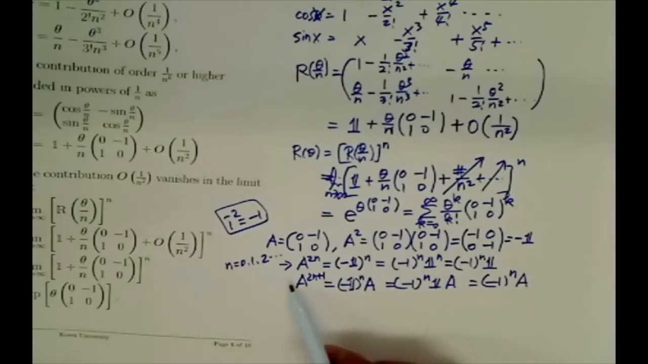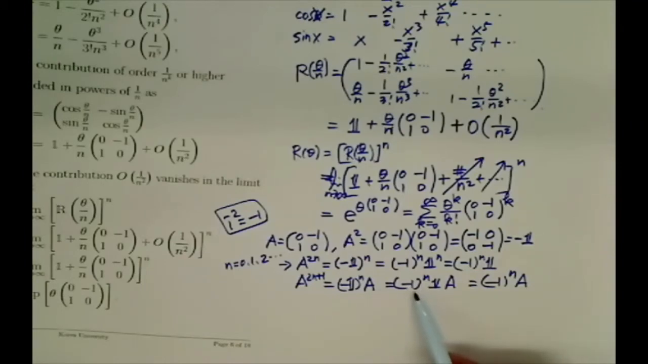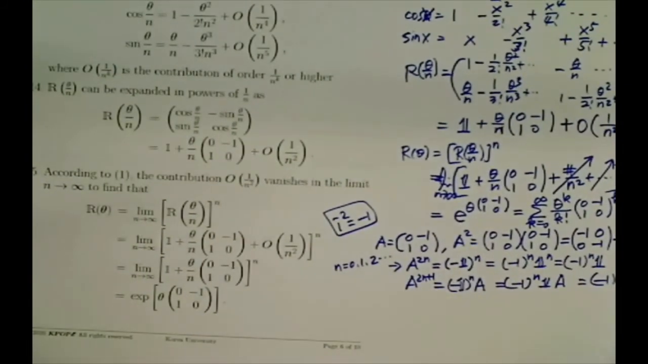And if I have odd powers of A, then A to the 2n is minus 1 to the n, and then multiplied by matrix A. So it is minus 1 to the nth power, an identity times A. The final result is this. So let me make use of this relation to find the sum.